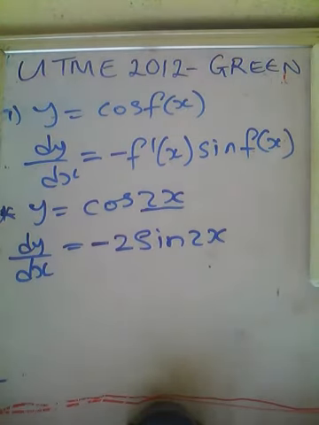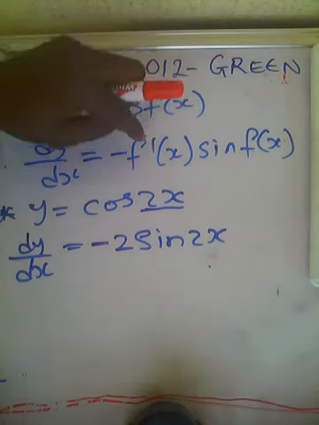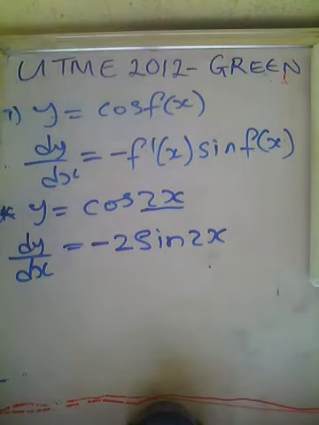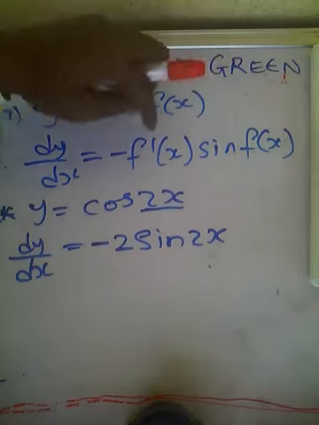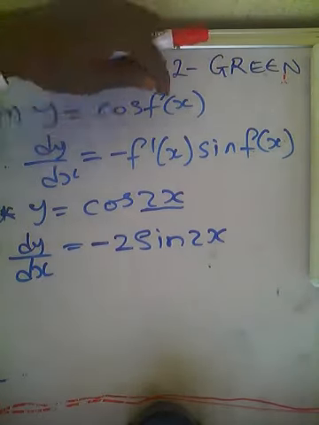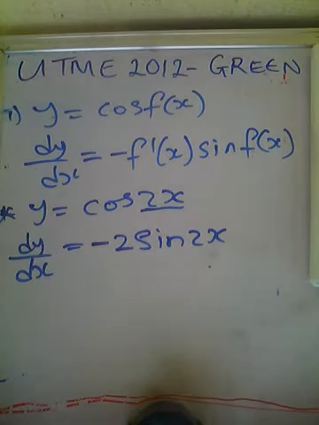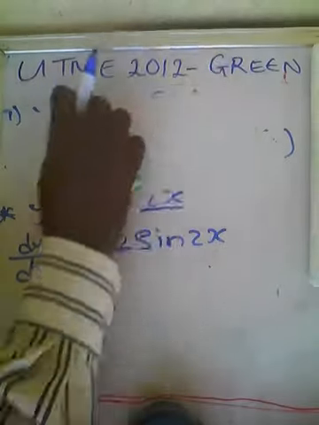That's this law applied. This is the law for the cos function. When we have y equal to cos function of x, then dy/dx becomes minus f prime of x sine function of x. Now f prime of x means the derivative of the function of x. And the function of x in this case is what? 2x.